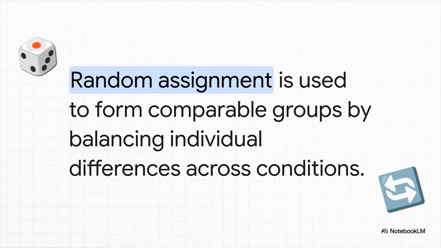Think about it. All the little girls in the study are unique, right? They've got different personalities, different family backgrounds, different levels of self-esteem to begin with. By assigning them to the groups completely at random, you make sure all those individual differences get spread out evenly. It's literally like shuffling a deck of cards to make sure one player doesn't get all the aces.